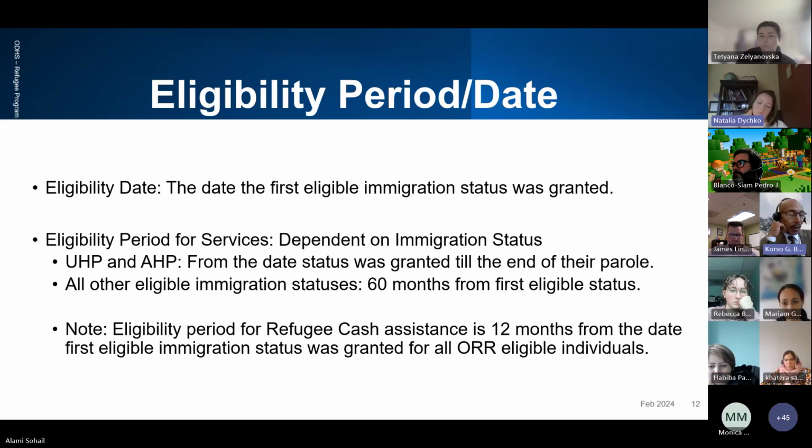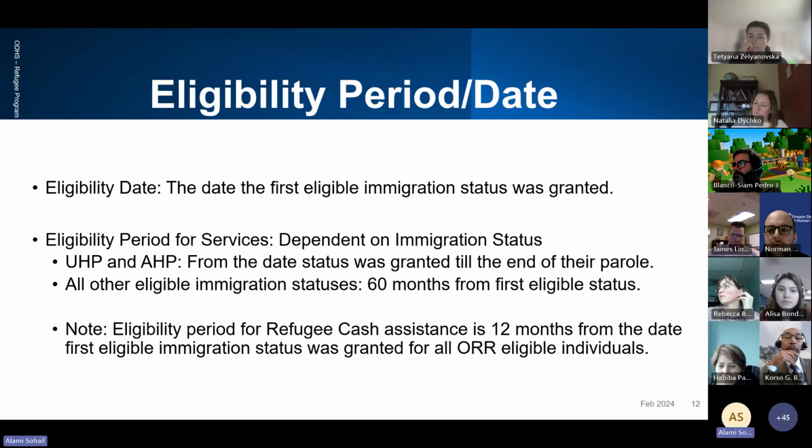Can a TPS holder apply for asylum or vice versa? I think everybody can apply for asylum. I don't think there's a limitation on who can and cannot apply for asylum. They can apply for asylum. If they're granted asylum, then they become eligible for receiving services. If they don't have asylum or any other underlying status and they just have TPS, then they would not be eligible. Thank you.